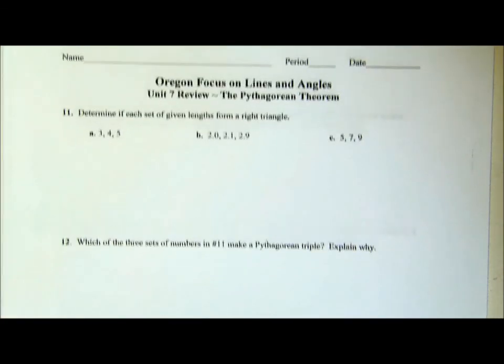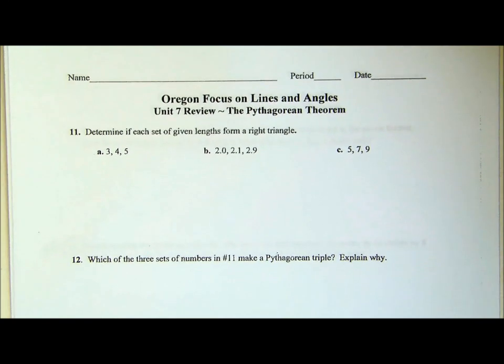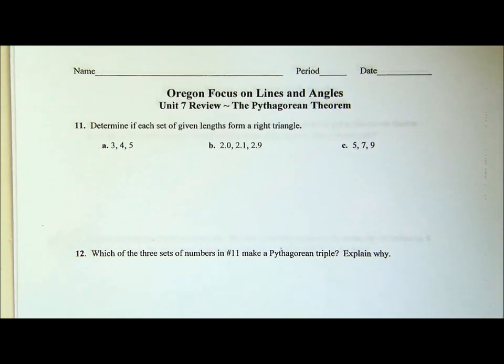Next up, number 11. In numbers 11 through 12, once again, you are still using lessons 16 and 17. That's why I did not put any new thing here. So if you need more help, go back and look at lesson 16 and 17. Taking a look at these, in 11, we are being asked to determine if each set of given lengths forms a right triangle. So we're going to plug these numbers in.